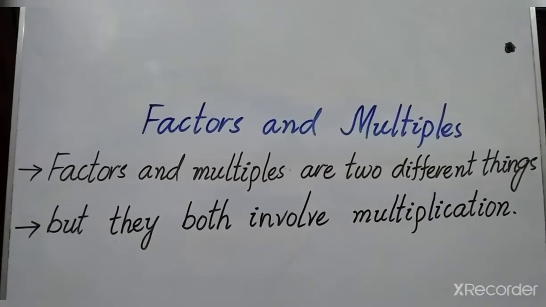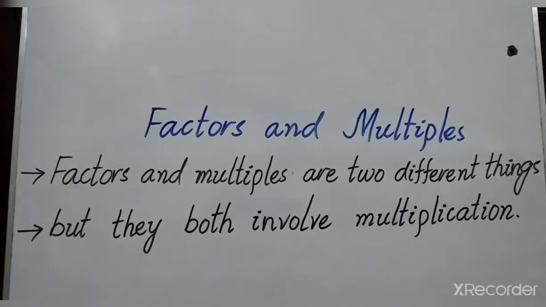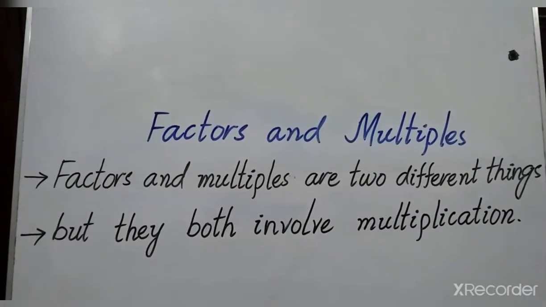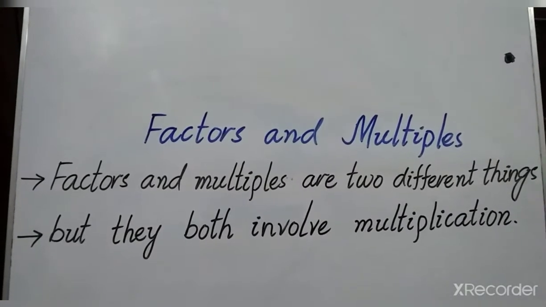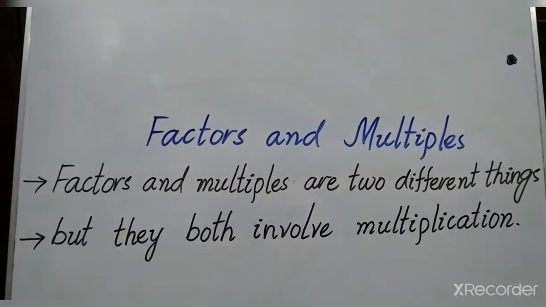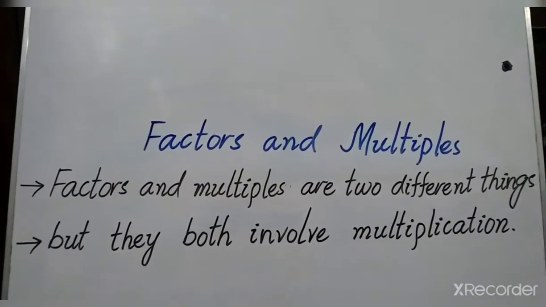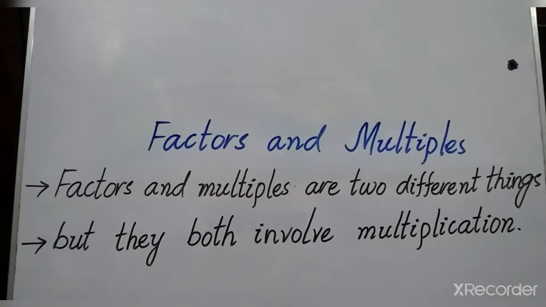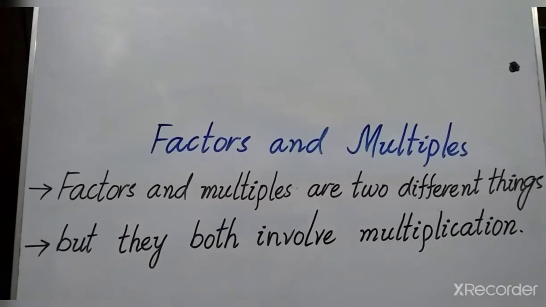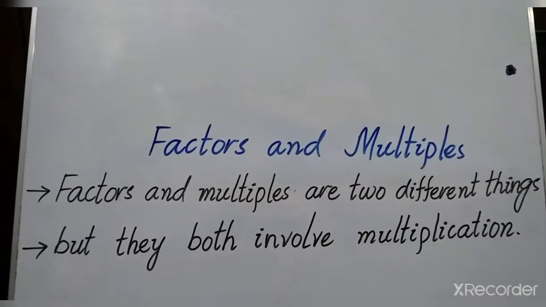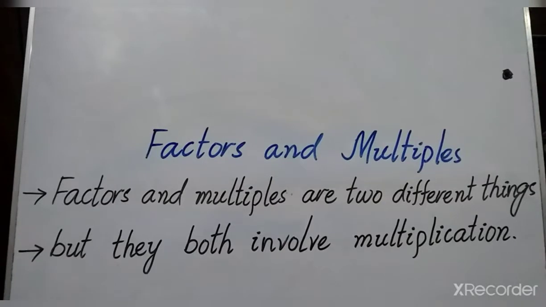Before starting further, let's see whether they have relation with each other or not. Some of the students mix up these two. They think that factors and multiples are same. But students, factors and multiples are two different things, but they both involve multiplication in it. It means फैक्टर फाइंड करने में मल्टीपल्स का यूज़ होता है और मल्टीपल्स फाइंड करने के लिए भी हमें मल्टीप्लिकेशन का यूज़ करना होता है, बट दोनों में अलग तरह से मल्टीप्लिकेशन का यूज़ होता है.